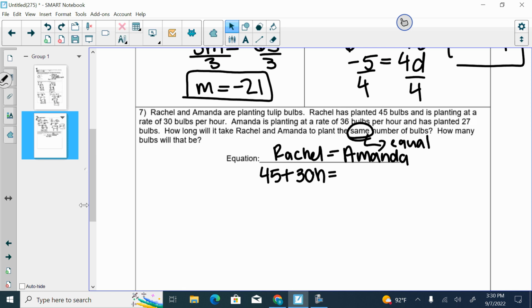Now we're going to fill in for Amanda. So Amanda is planting at a rate of what? 36 per hour. How do I write 36 per hour? Good. And she has already planted 27. So what am I going to tag on? Plus 27. Very good. And they just want to figure out how many hours it's going to take for this to be a true statement. So now we solve. Okay, so what do I want to do now?